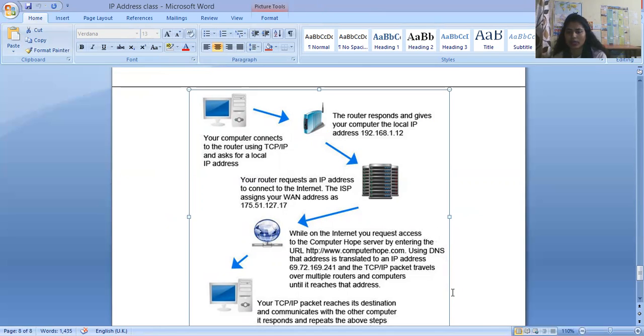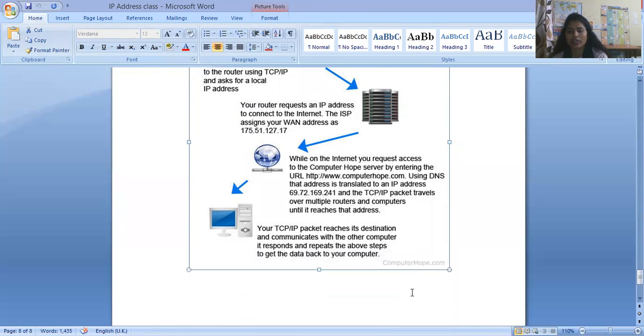While on the network, you request access to a web server by including the URL using TLS. That address is translated to the IP address, and TCP/IP packets travel over multiple routers and computers until they reach the destination address. Your TCP/IP packets reach their destination and communicate with the other computers, which also respond and repeat the process to get the data back to your computer.